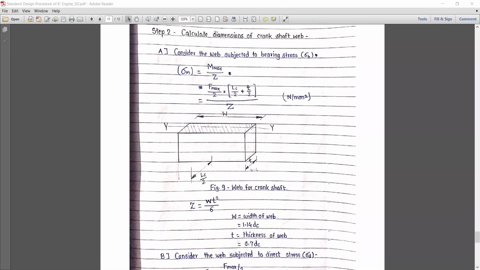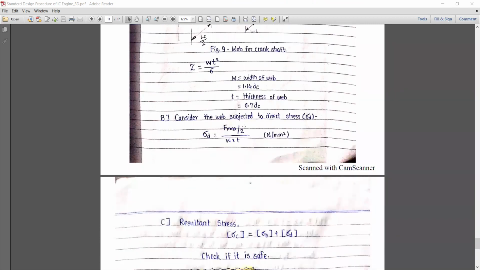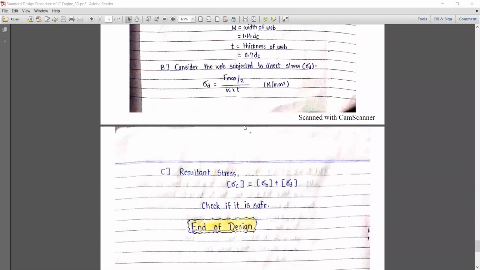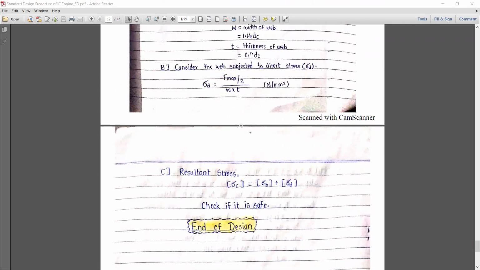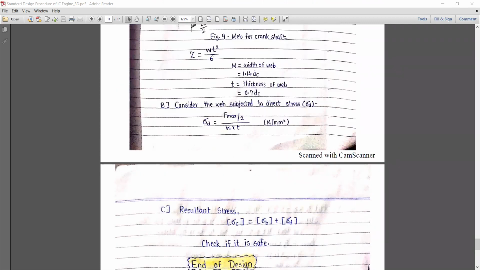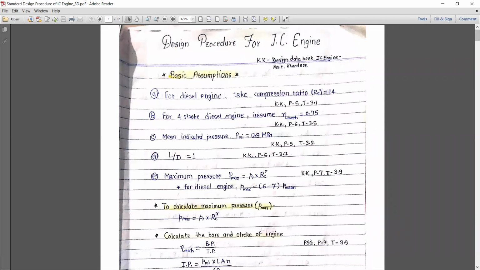Then calculating the dimensions of the crankshaft webs. It is subjected to bending stress, and based on that we have calculated. Then secondly, it is considered as a direct stress, and based on the resultant stress we check whether it is safe or not. Okay, so I have given the link of this design in the description box, so you can go and download it from SlideShare, where I have stored it.